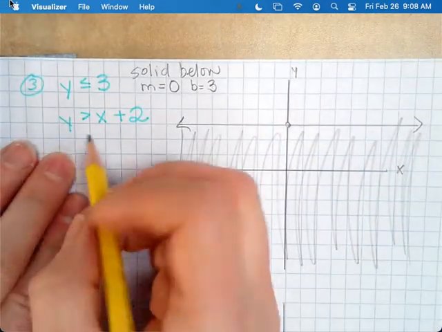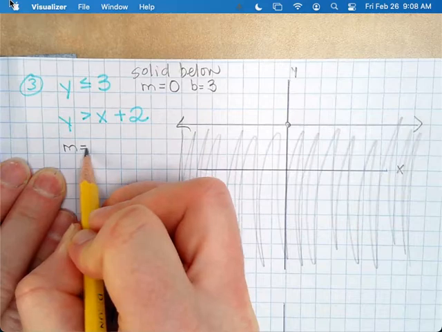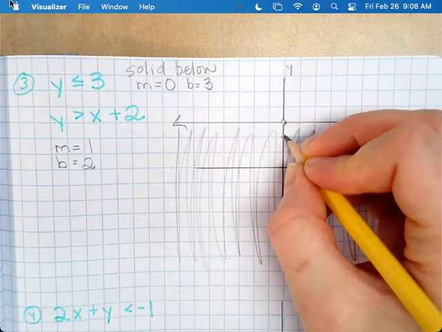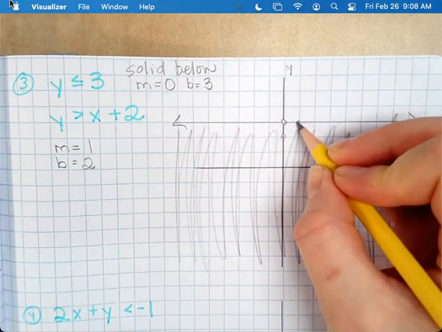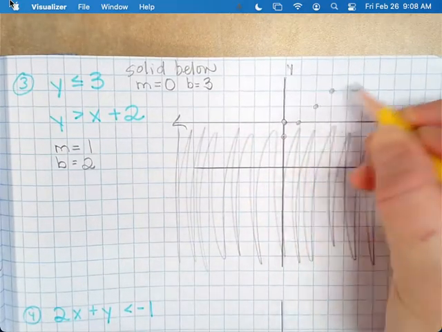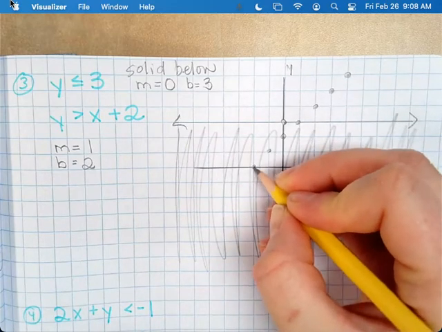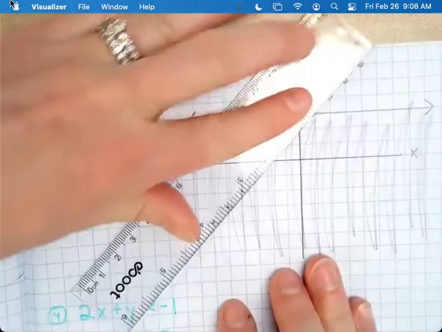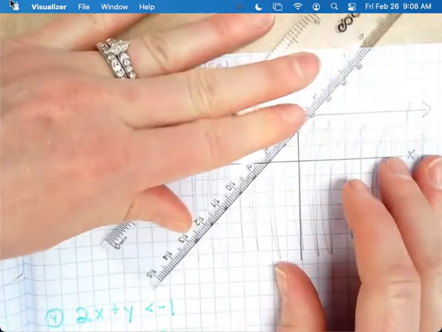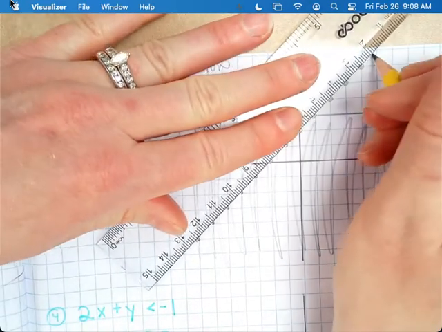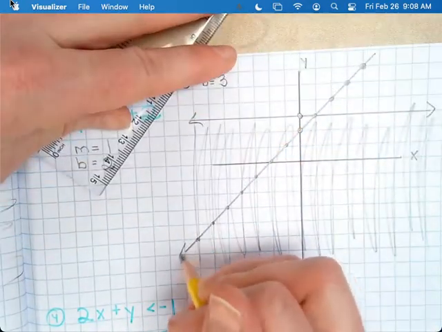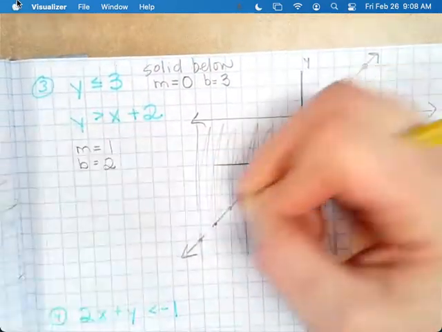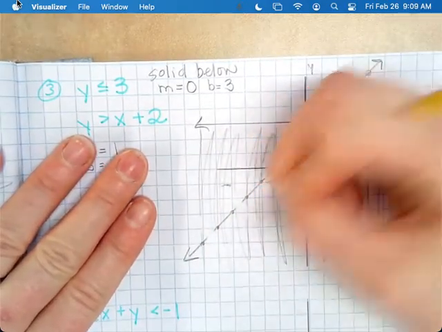Okay, let's do the next one. What's our slope? 1. What's our y-intercept? 2. So go to 2. We're going to go up 1, over 1. Up 1, over 1. Down 1, left 1. Should be dashed. Oh, it's dashed. I gotta go back and fix that. Good thing I used a pencil.